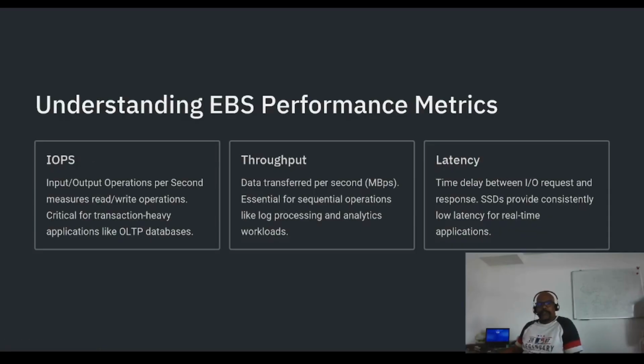First one is IOPS. IOPS means input output operations per second. That is, per second, how many input output read write operations are done. The next one is throughput. Throughput means data transferred per second. So this is how much data is transferred per second. It is measured in megabits per second.